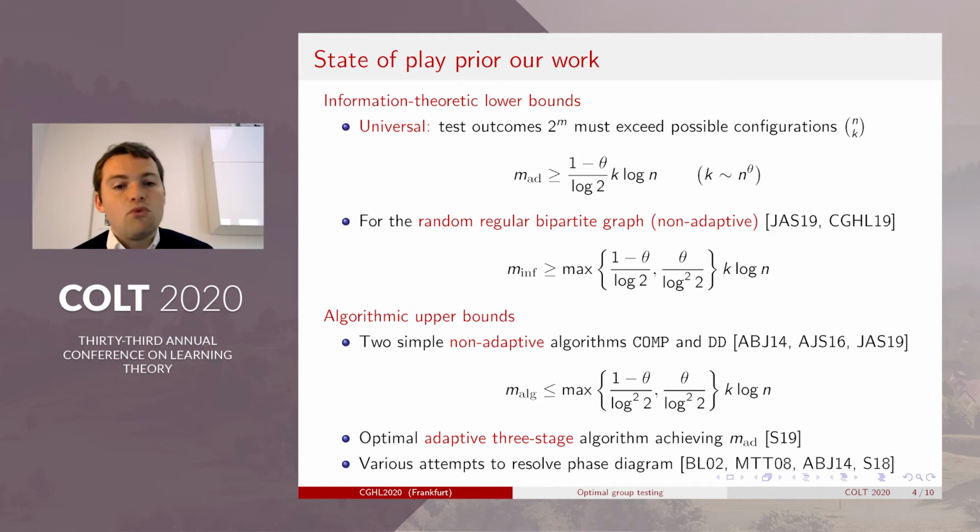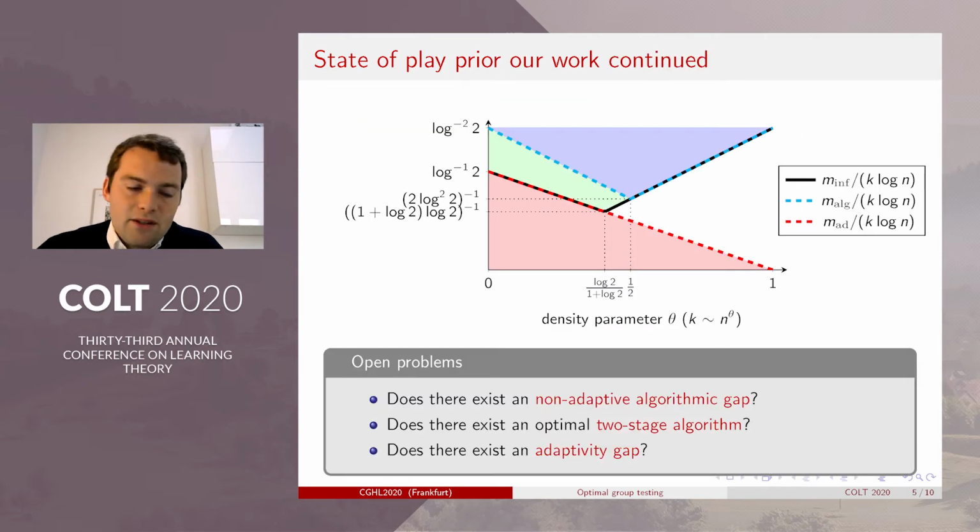Scarlett in 2019 put forward an optimal adaptive three-stage algorithm that achieved the universal information theoretic lower bound. And over the last 2 decades, there have been various attempts to close the open questions in the phase diagram, starting with Berger and Levenstein in 2002, going over Mesar, Tarzia, and Tolinelli in 2008, all the way to recent years.